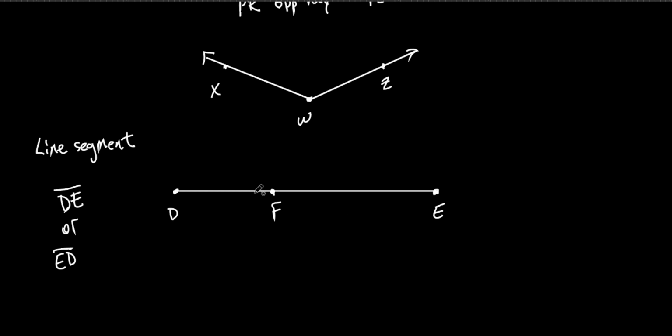The one word I was going to skip is "between." Between basically means there's a point to the left of it and a point to the right of it. That means F is between D and E.